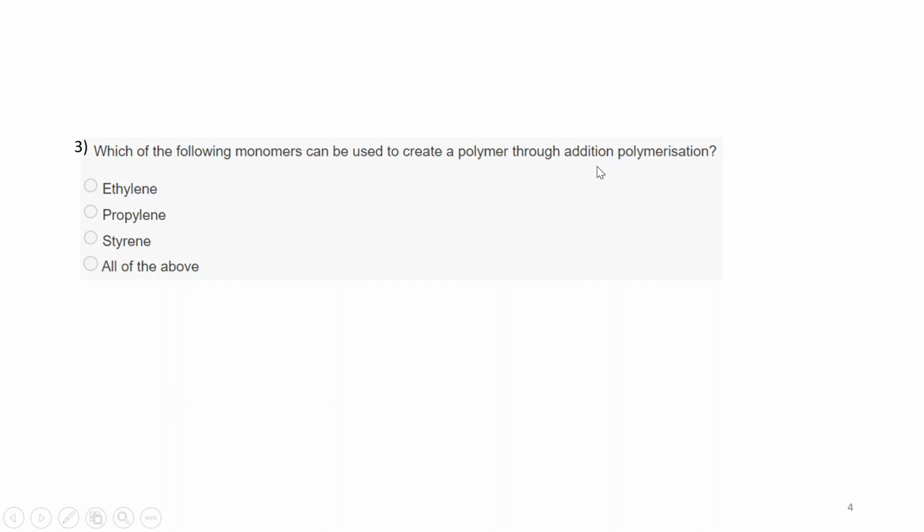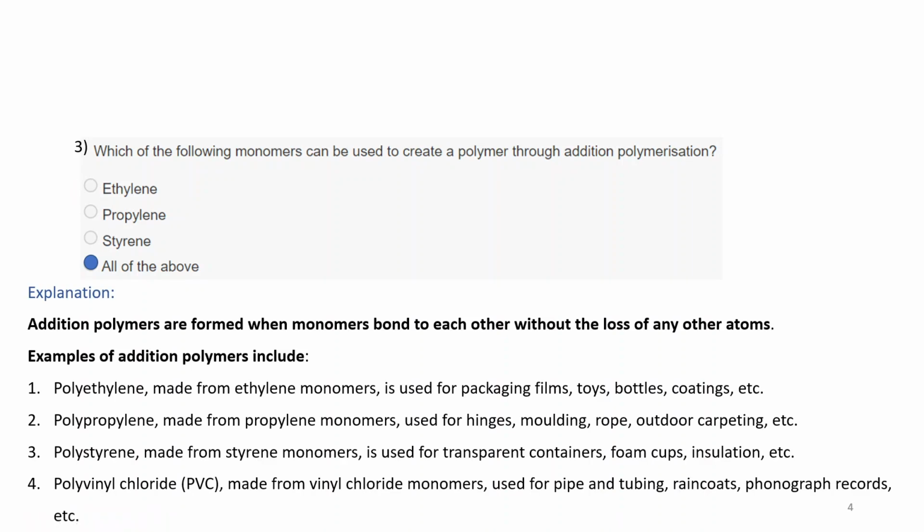In the case of addition polymerization, you won't get any condensation-type reaction in which formation of molecules such as H2O or NH3 takes place. So here all of these can be used for addition polymerization. For addition polymerization, you are required to have either a double bond or a triple bond in your monomer. So all of these have that available. Addition polymers are formed when monomers bond to each other without the loss of any other atoms.